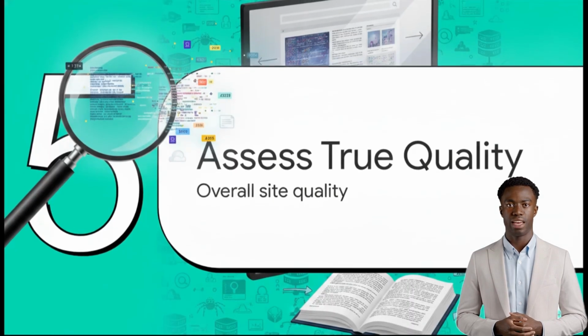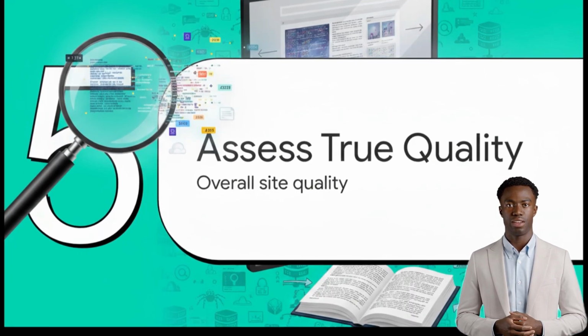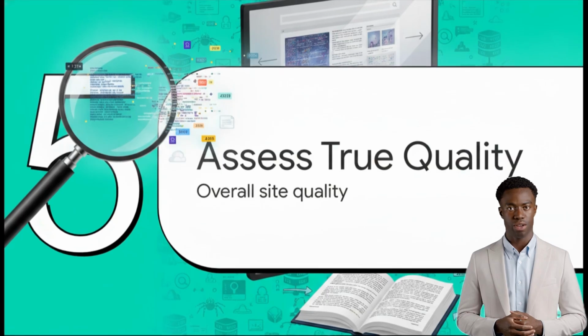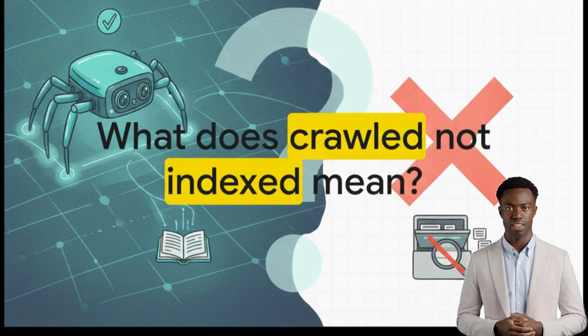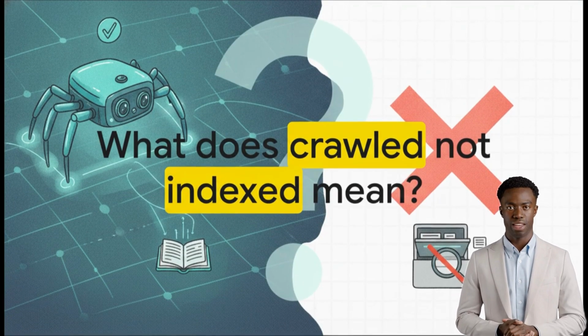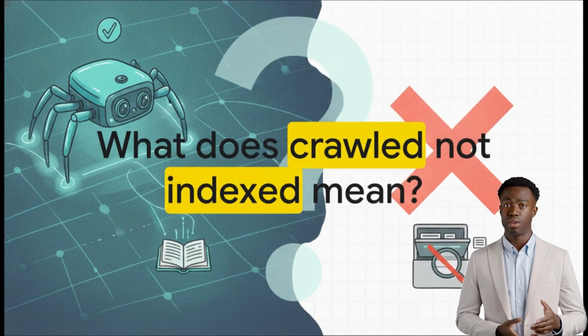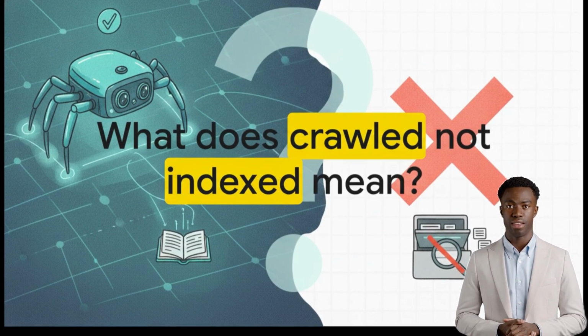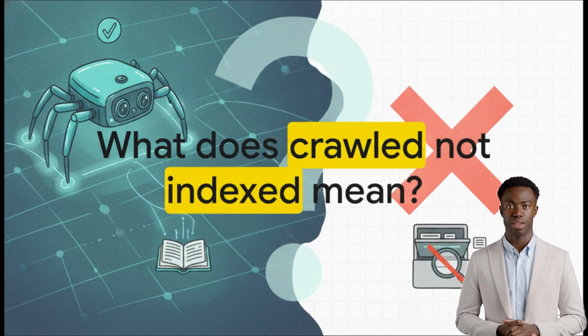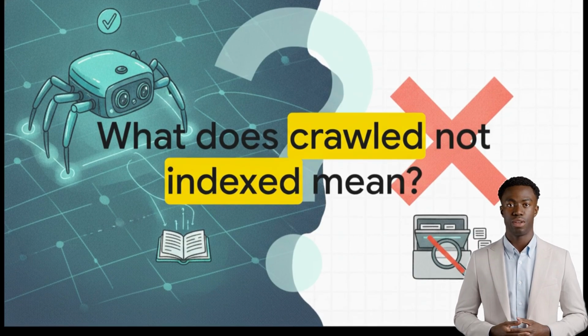Moving to our final diagnostic phase, Section 5, assess true quality, overall site quality. So what does it mean when you see that dreaded status crawled, currently not indexed? Well, it means Google knows your page exists. It actually spent the resources to visit it, crawl it, and read it. But then it just flat out refused to put it in the search index.